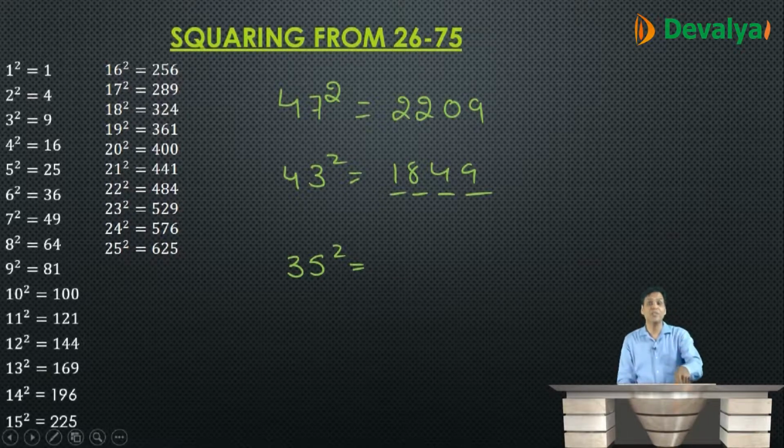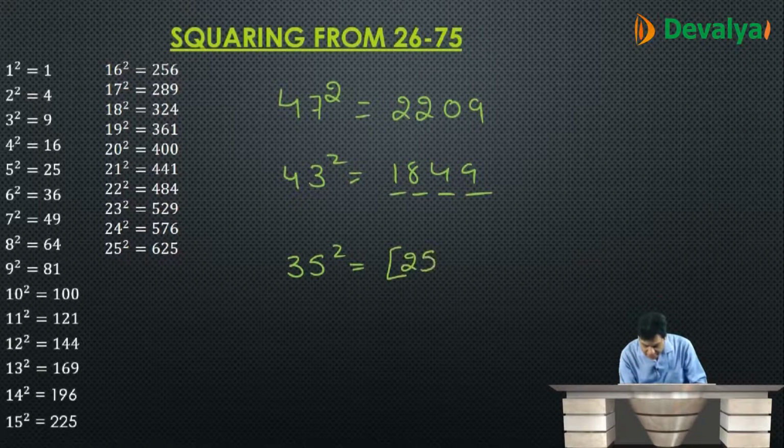First we are going to get the difference of 35 from its base, that is 50. It is negative 15. So I subtract negative 15 from 25. After that, what did I get? The first 2 digits, that is 10. After that, 15 square is 225.